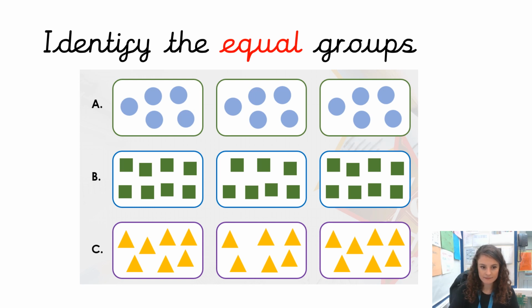Let's have a look at C then. C has got 1, 2, 3, 4, 5, 6, 7 in the first group. 1, 2, 3, 4, 5, 6. Oh, it's not equal because already they haven't got the same amount in each group.